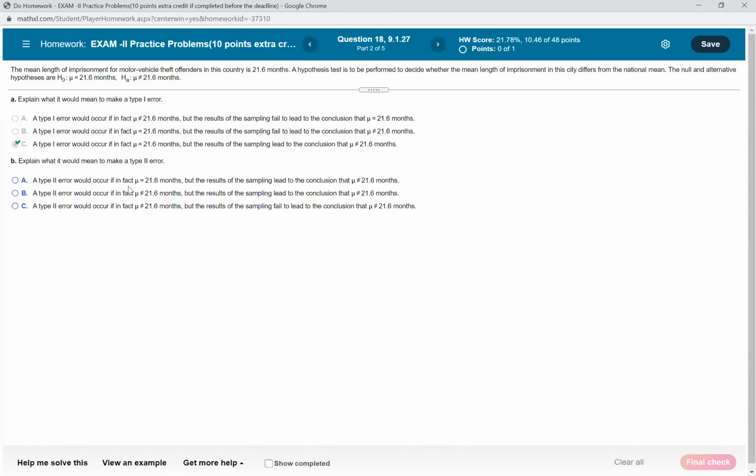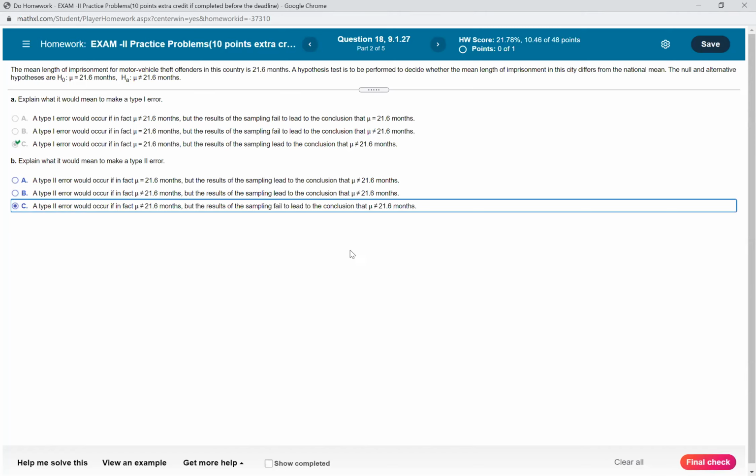If this is correct and the sample leads to the same conclusion, then it will be a correct decision, right? So if this is correct and the sample leads to the same decision, then that is a correct decision. A type 2 error occurs if in fact this is true, but the sample fails to lead to this conclusion. Yeah, that is a type 2 error.